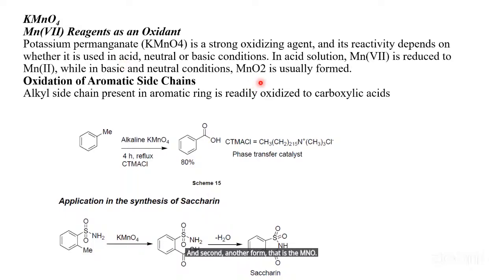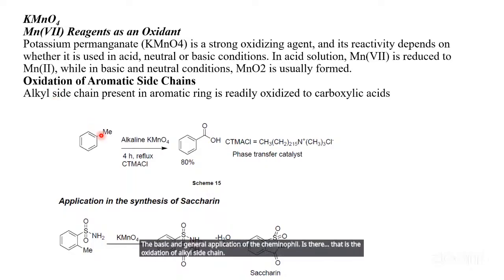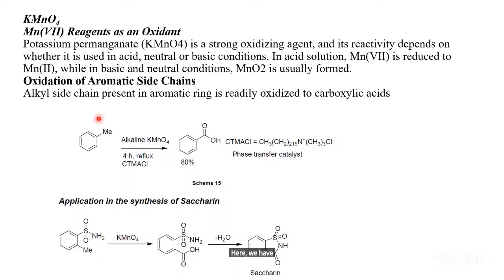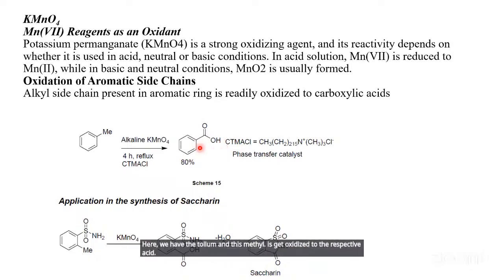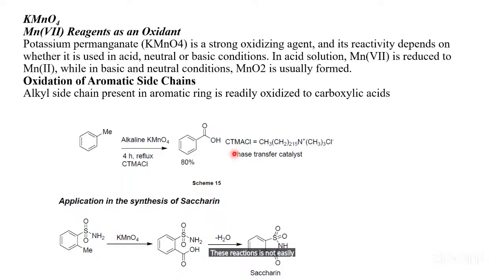MnO2. What are the different applications of permanganate? The basic and general application is the oxidation of alkyl side chains. Here we have toluene, and this methyl is oxidized to the respective acid. This reaction does not occur easily. It requires 4 hours of heating at reflux in the presence of a phase transfer catalyst.